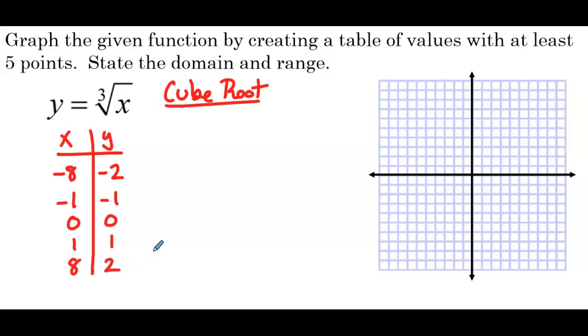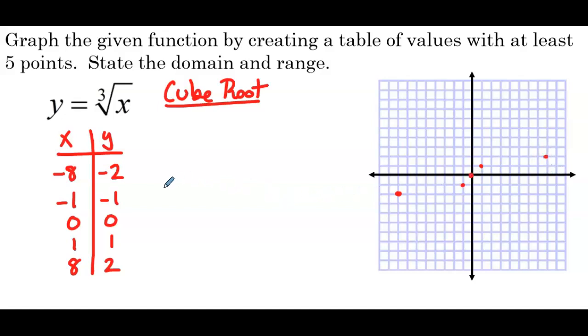Another helpful way to think of this, if you go back to y equals x cubed, the cubic function, we've basically taken the table and just switched the two columns. We've switched the x and the y columns with one another. So plotting our points: -8, -2; -1, -1; 0, 0; 1, 1; 8, 2.